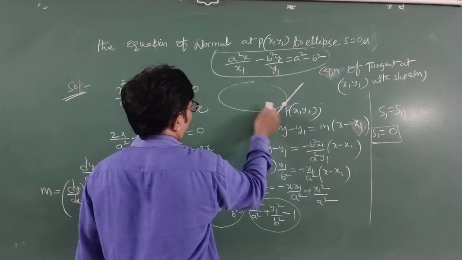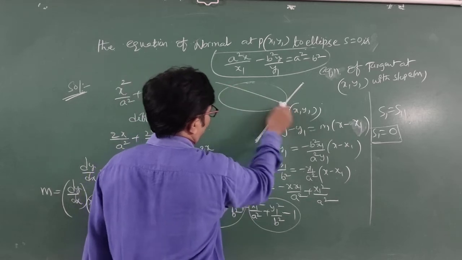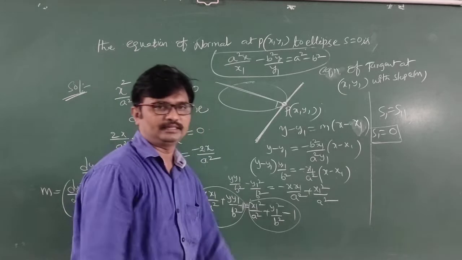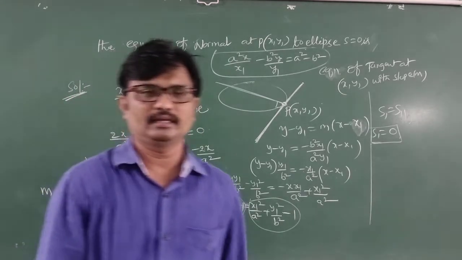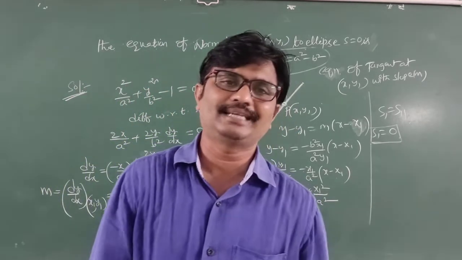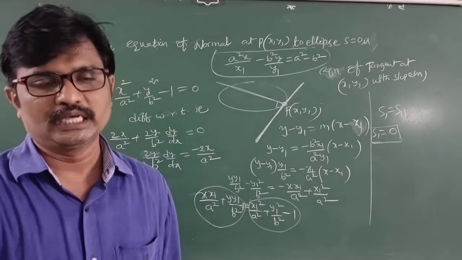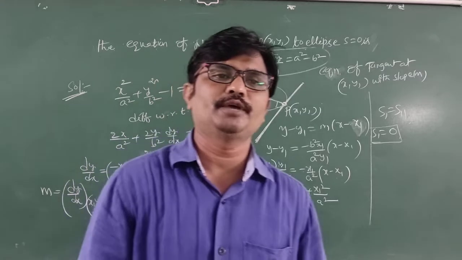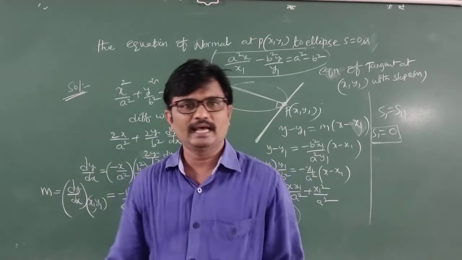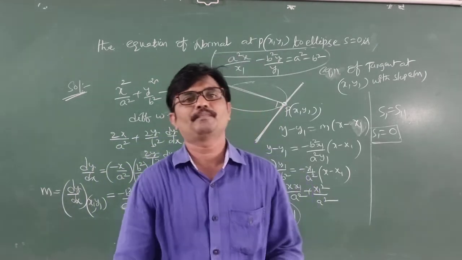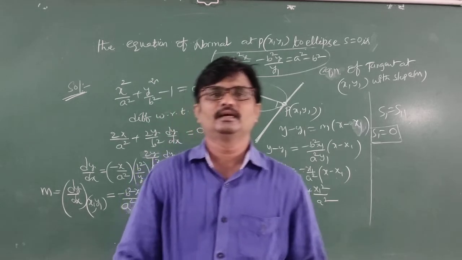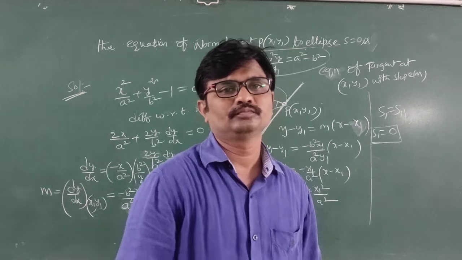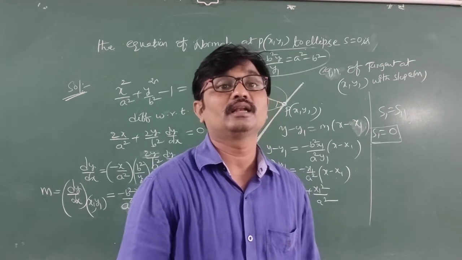This is the normal, which means it is a perpendicular. So my dear students, let S equal to 0 be the ellipse and P(x1, y1) be a point on the ellipse. A line segment perpendicular to the tangent at P is called the normal.